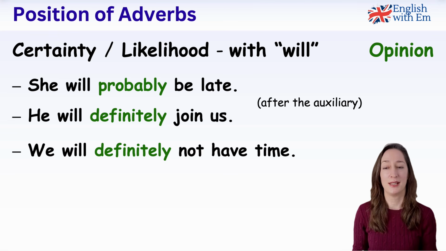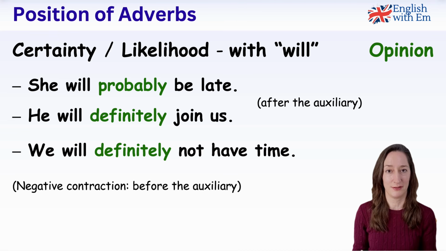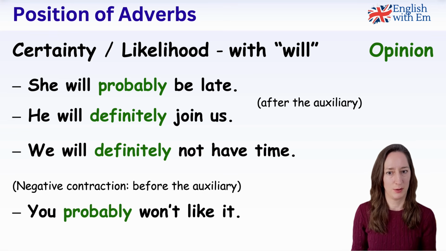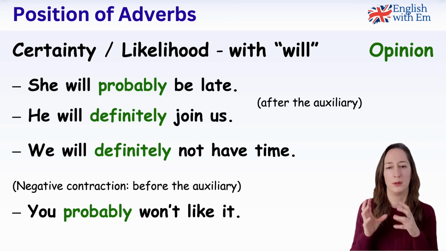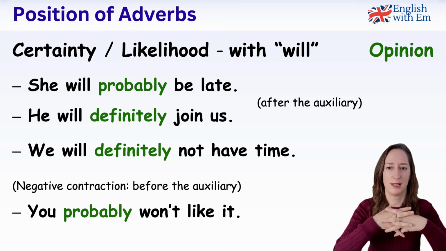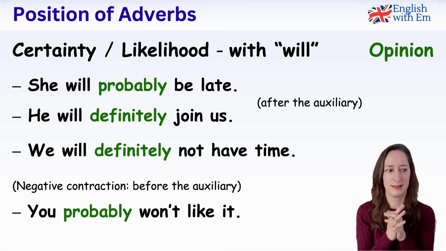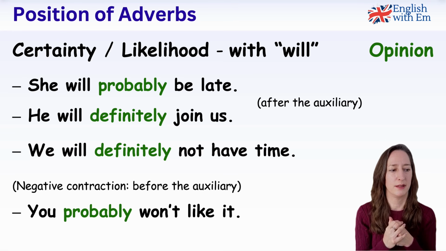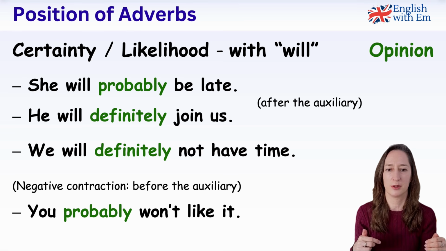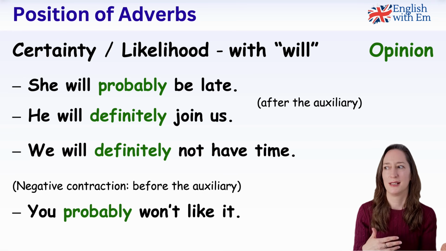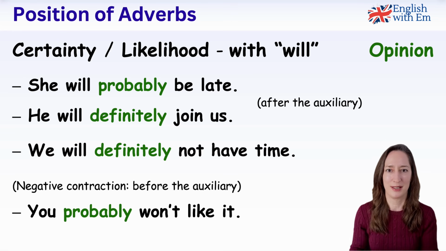But an important point to note here is that when we use a negative contraction, then definitely or probably go before the auxiliary. So you probably won't like it. If we're not contracting, then you would say you will probably not like it. But with the contracted form, you probably won't like it. The same thing would happen with other auxiliary verbs in a negative form. So he probably didn't know, or he definitely didn't think that would happen. So worth bearing in mind.